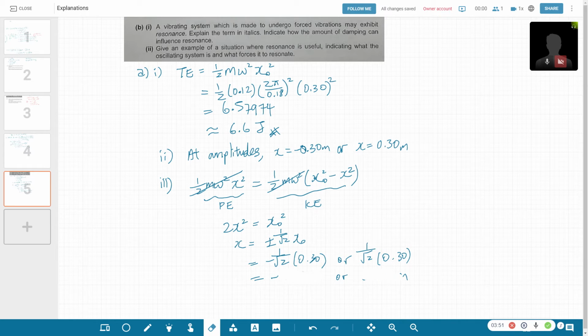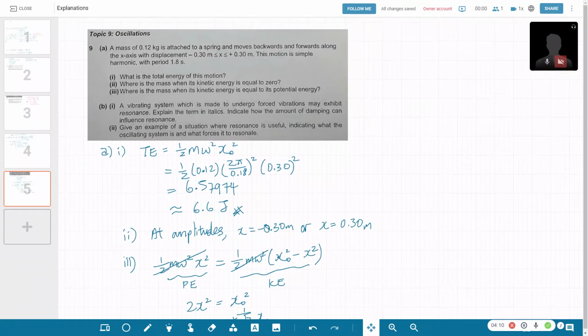So let's redo this part. Divide by 2, so root 2 divided by 2. So it's actually 0.212, or positive 0.212 meters. So it's either of these. So that is the answer. Now, that's for part A.